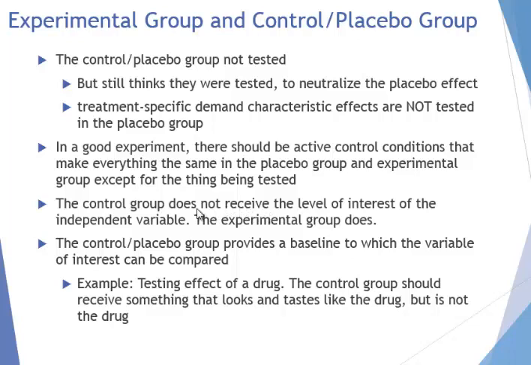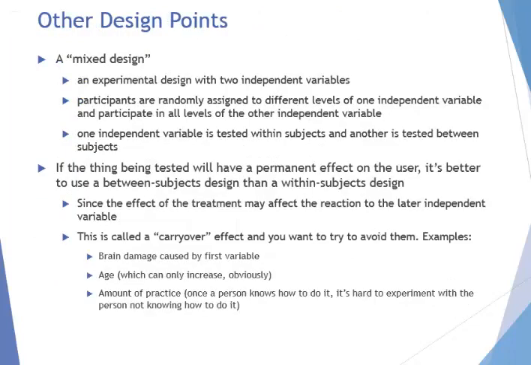The control group doesn't receive the level of interest of the independent variable. Of course, the experimental group does. And the idea of the control group is to provide a baseline, to provide the effect of just the sugar pill, in other words, the effect of the psychological influence of taking the drug. How much does that help? And in the experimental group, you want to see how much it helps beyond that.